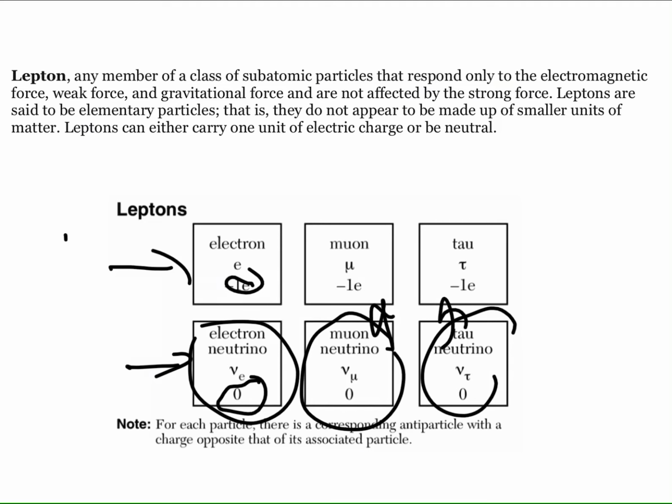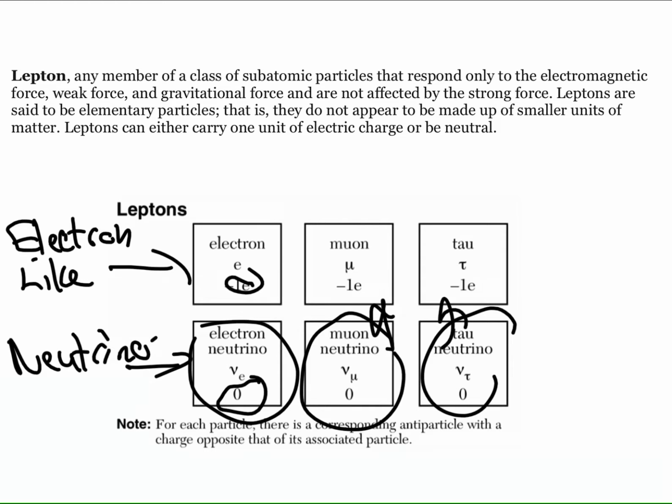So these are the electron-like particles, and these are the neutrinos. Now, the easiest way to remember that they're neutral or zero charge is that they start with neut, which is the same as neutral. Okay, so that's really, for this explanation, all you need to know about leptons.